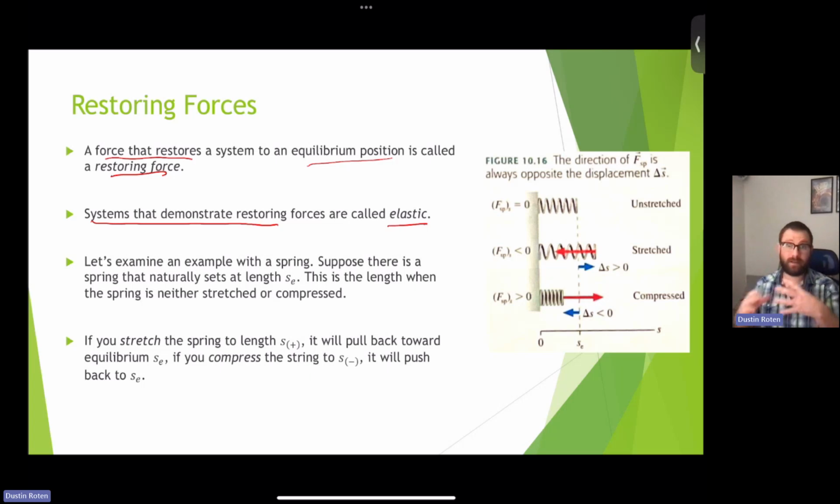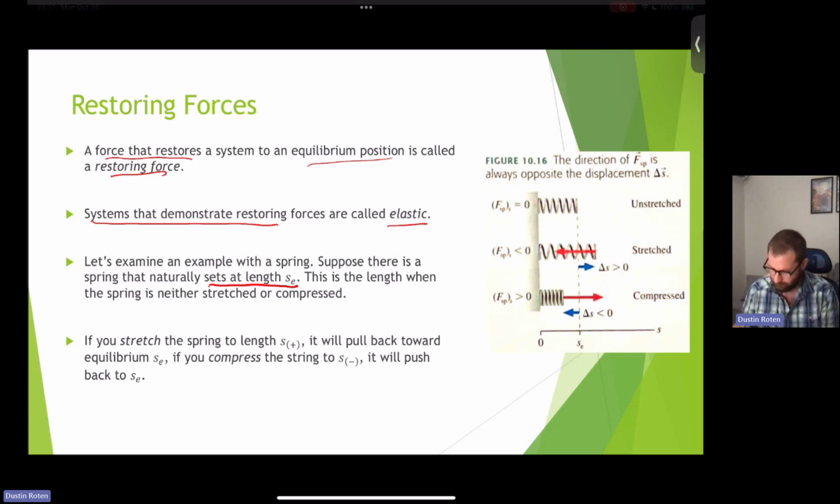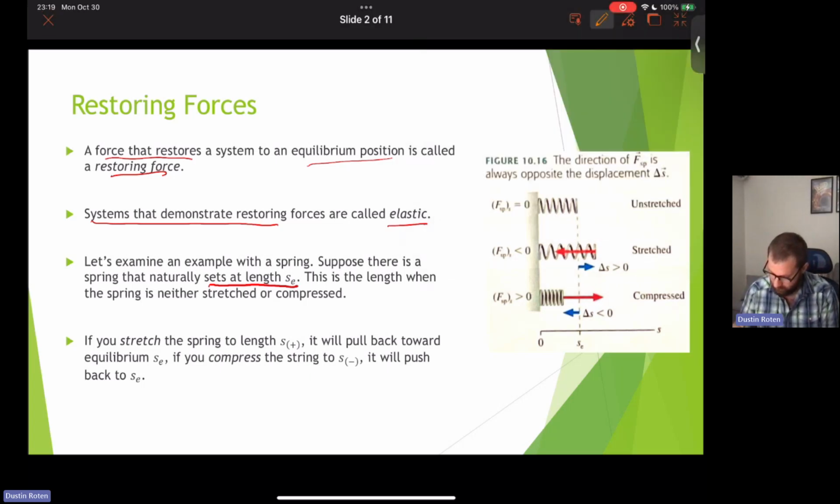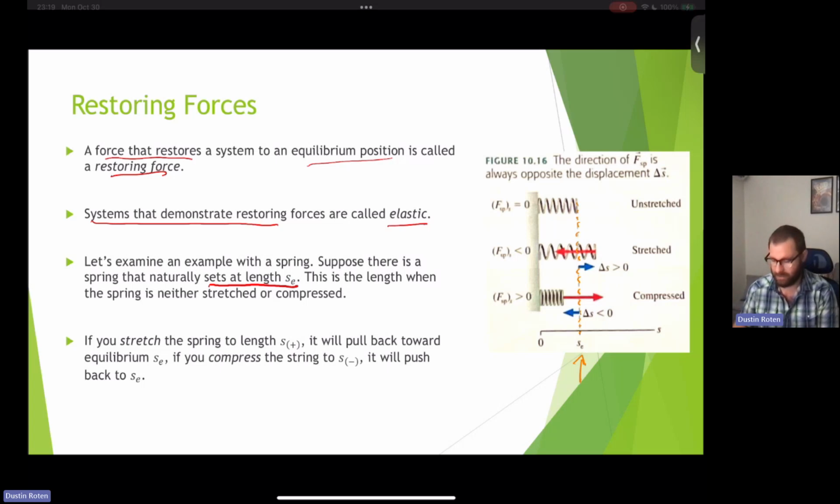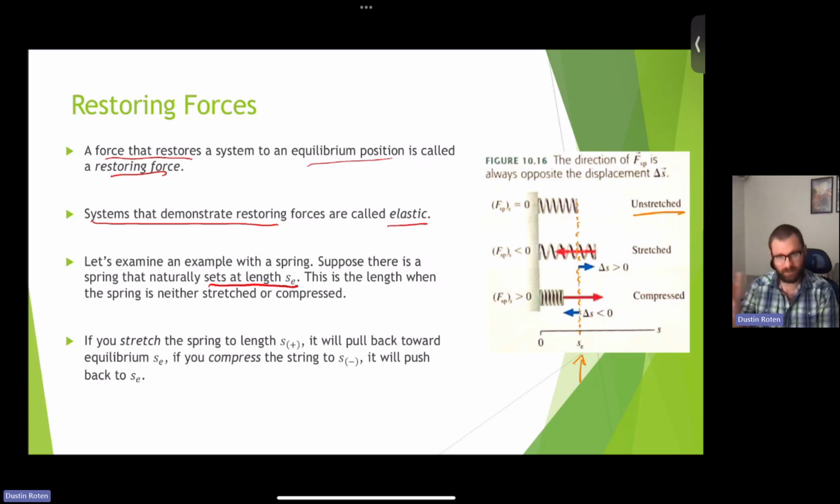Springs are definitely an example because you can displace them and they naturally want to go back to their equilibrium position. So let's think about the spring here on the right. Suppose this spring naturally sits at this particular length, SE, that's its equilibrium position. You can see in the top picture the spring naturally sits in its equilibrium position, SE, and of course that is unstretched because it's equilibrium.